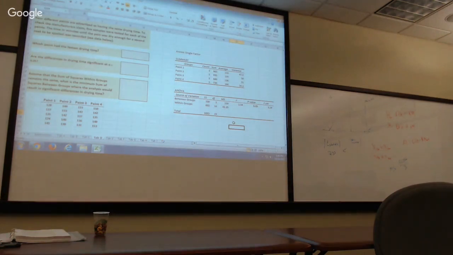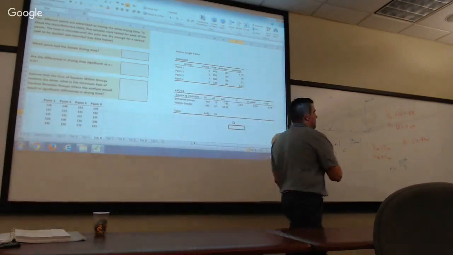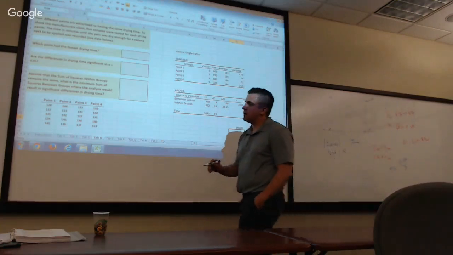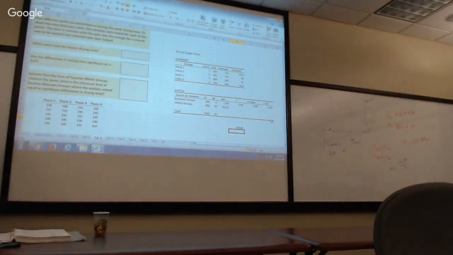So we can solve for that by multiplying this whole thing by 43.25. So our mean square between groups must be equal to 43.25 times our critical value, 140.08. So this is what we need our mean square between groups to be equal to, 140.08.